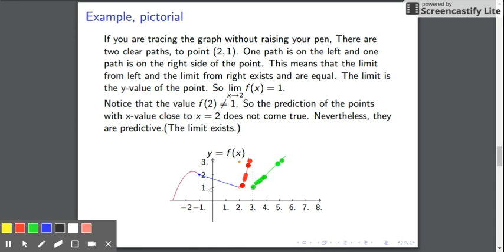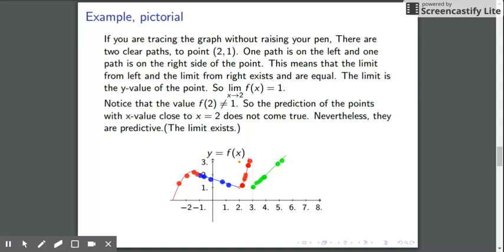The other case is tracing the graph from the right and approaching x equal to 2, and I'm arriving at something. I also trace the graph from the left side, and I'm arriving at a point. That's the limit from the left, and the two limits are equal. So these are all different ways of putting it; see which one you're comfortable with and use it.